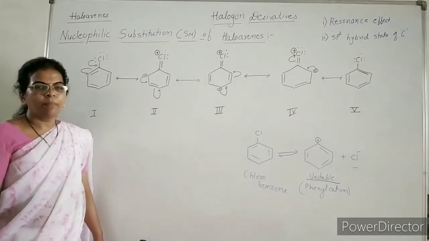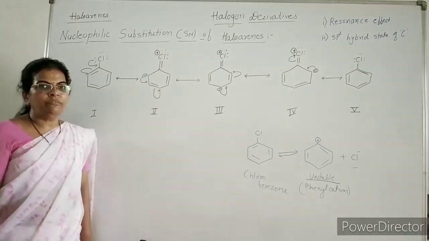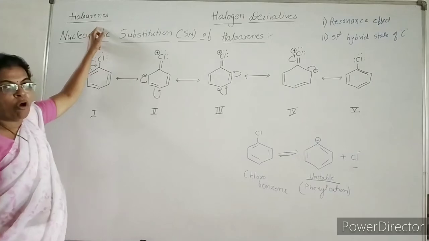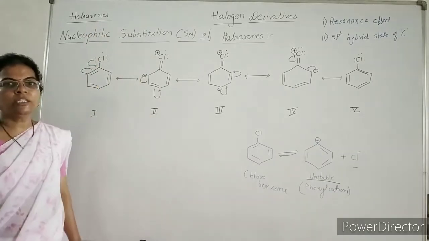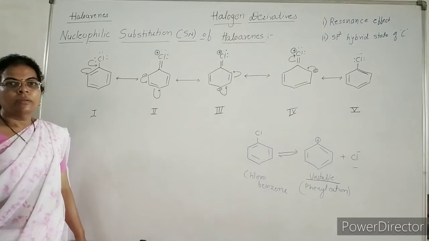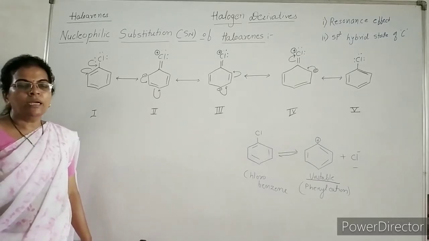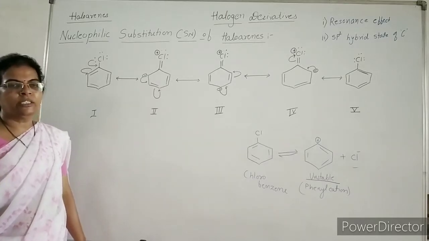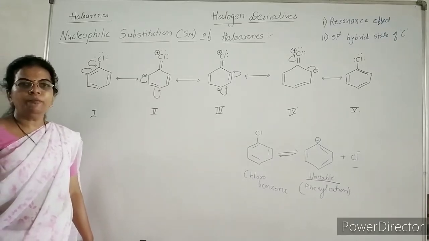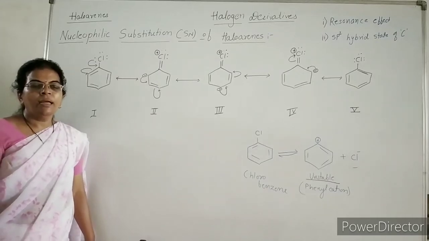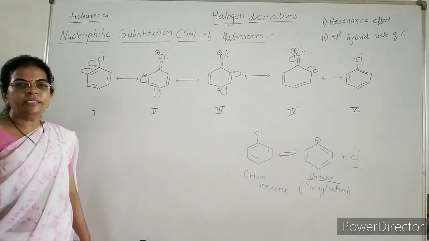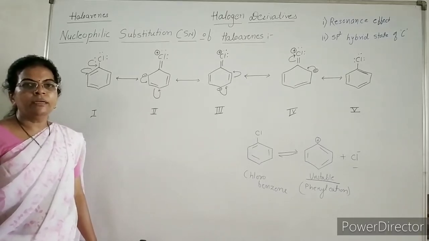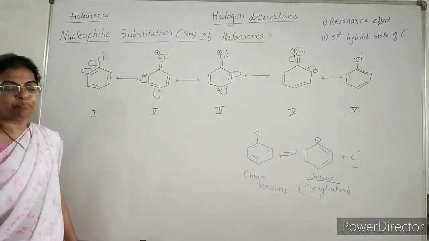Hello students. Last time we started halogen derivatives. In halogen derivatives we started reactions of haloarenes, in which the first reaction we completed was the reaction with active metals, in which we saw the Wurtz-Fittig reaction and the Fittig reaction. In the Wurtz-Fittig reaction we saw that when alkyl halide is treated with haloarenes in presence of sodium metal and dry ether, it gives alkyl benzene.